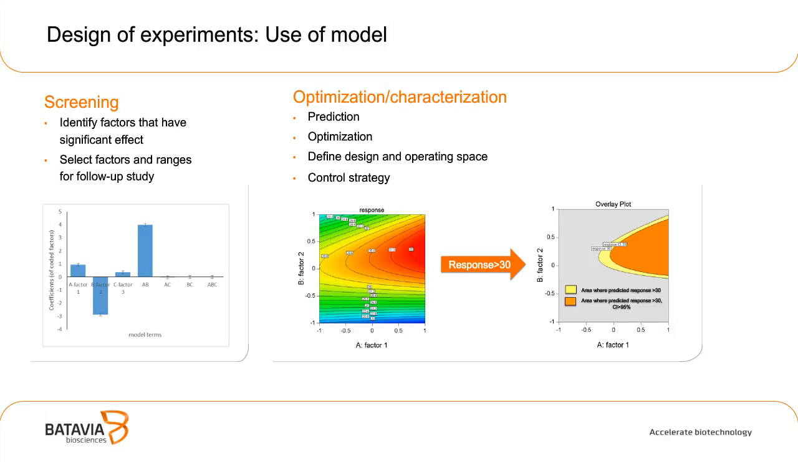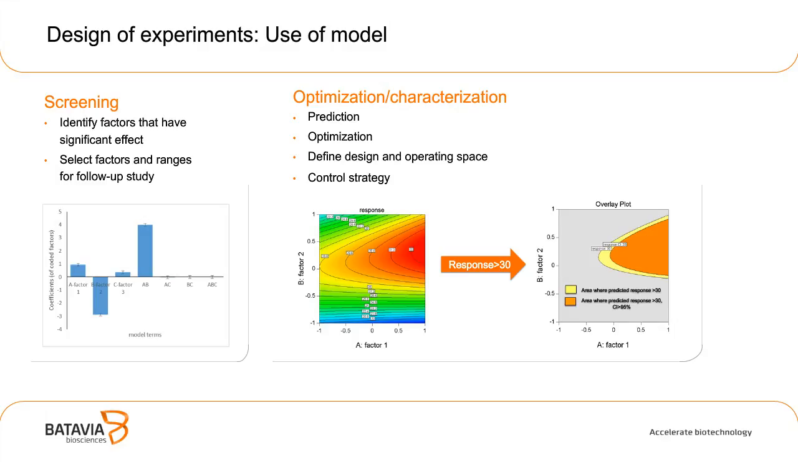You often see response plots like the ones here. You have a response plot for factor 1 and factor 2, and the different colors in this plot represent different values of the response. Blue is low values and red is higher values. From this response plot you can define the area where you have to be to reach your quality. For example, if your response needs to be higher than 30, you can define the area where factor 1 and factor 2 should be to obtain this response.